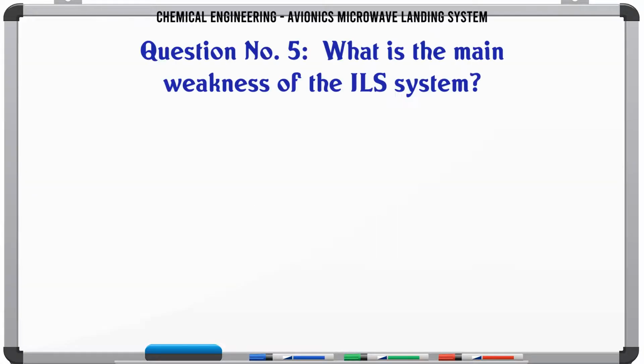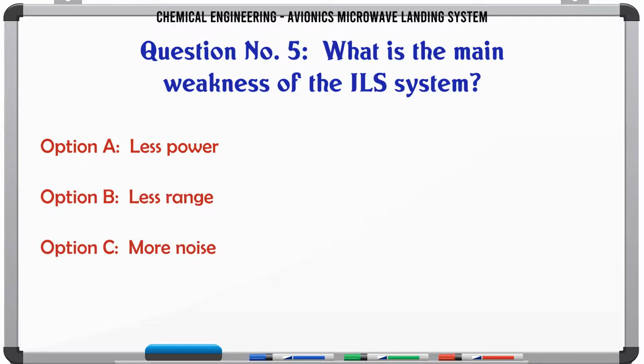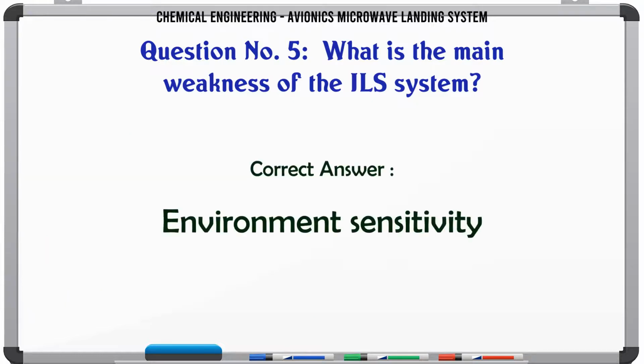What is the main weakness of the ILS system? A, less power. B, less range. C, more noise. D, environment sensitivity. The correct answer is environment sensitivity.